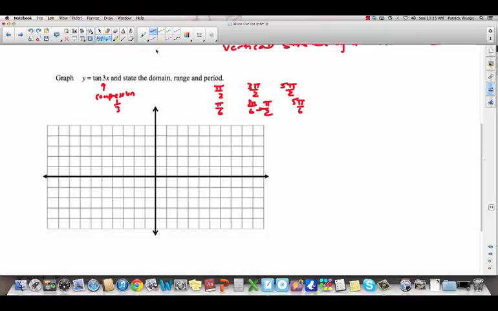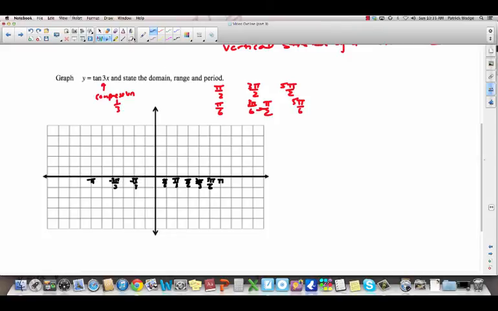So for our labeling here, let's go up by pi over 6. So we have pi over 6, 2 pi over 6, which is pi over 3, 3 pi over 6, which is pi over 2, 4 pi over 6, which is 2 pi over 3, this is 5 pi over 6, this is 6 pi over 6, which is pi. And then we could do the same thing here. I'll just do every second one. So this is pi over 3, 2 pi over 3, negative, of course, and negative pi.